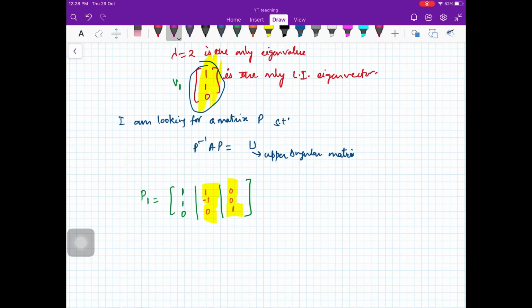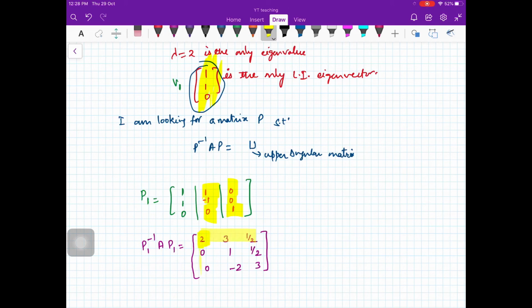There is a reason that I am choosing them to be orthogonal, so that it is easy for me to find the inverse. And if I do P1 inverse A P1, this is what I am going to get. You can do the calculations: 2, 3, half, 0, 1, half, 0, -2, 3.